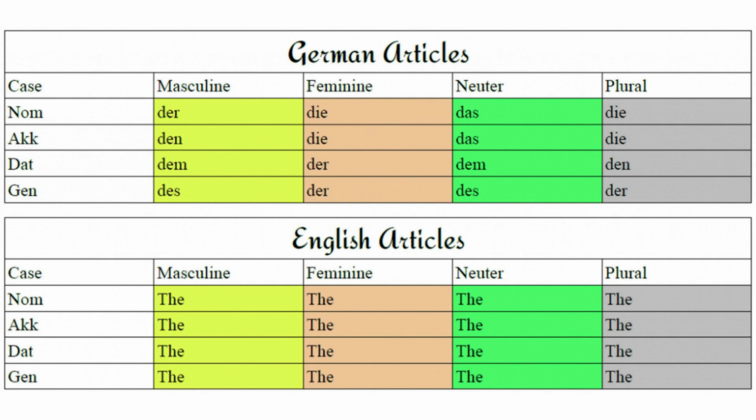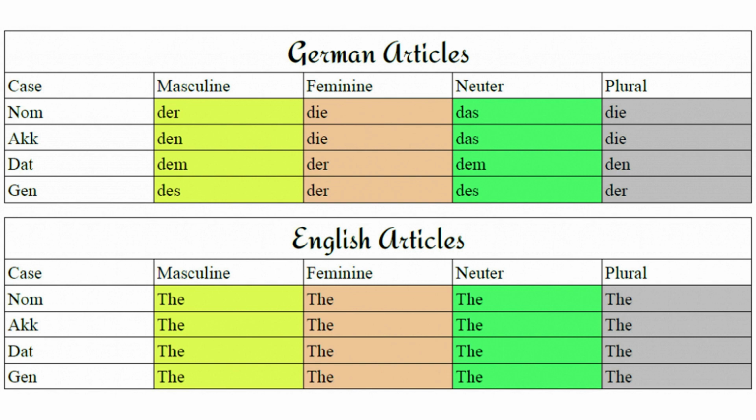So as we can see, we have 16 types of the, and in German there are three genders: masculine, feminine, and neuter, and one more category, plural. So we have 16 types of the. In English, we use the as the nominative case, the accusative case, the dative case, the genitive case; all of it is the.